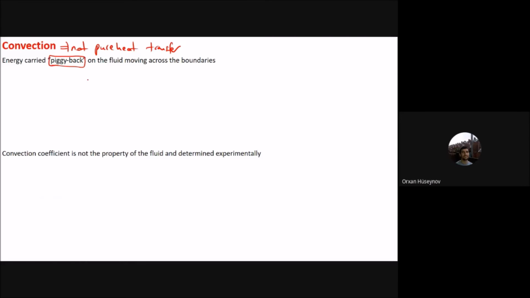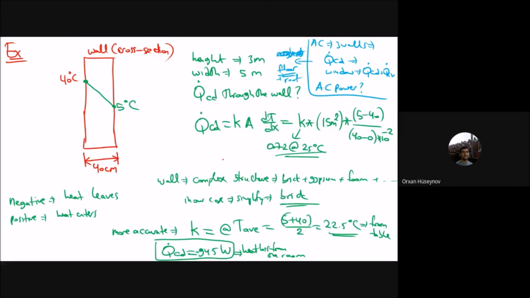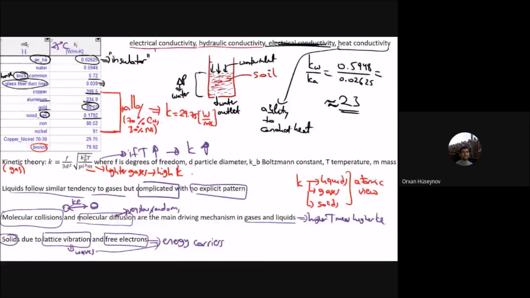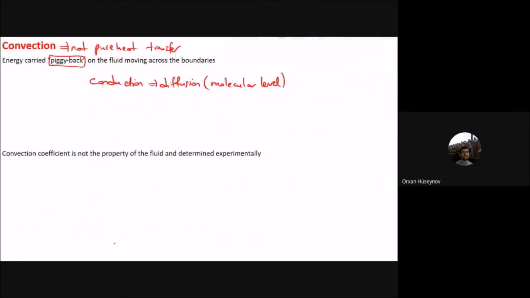So conduction heat transfer happens due to diffusion. Diffusion, if you remember, is at the molecular level. If I go back to here, in conduction, for liquids, you can see the molecular diffusion and the molecular collisions. All of them are diffusion. And in solids, lattice vibration and free electrons, all of them are diffusion. This is the conduction.